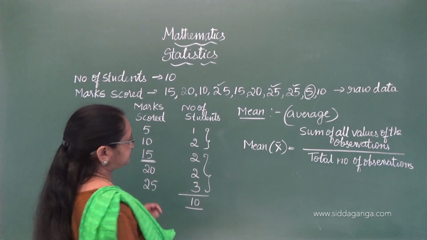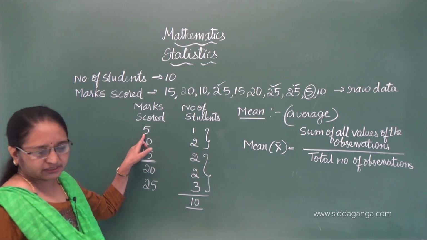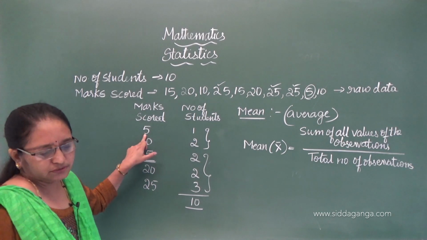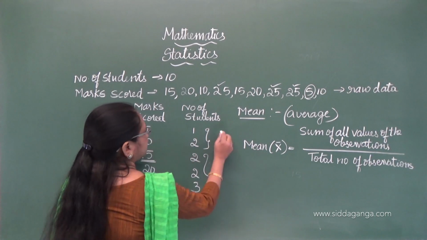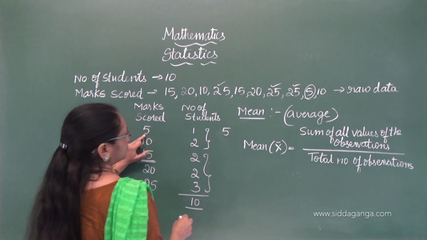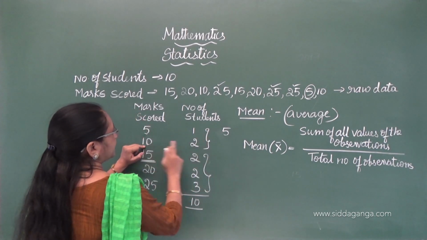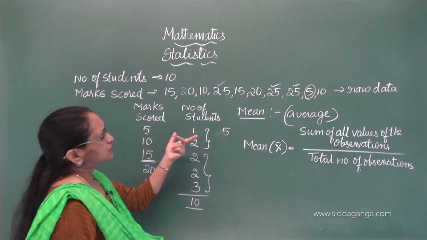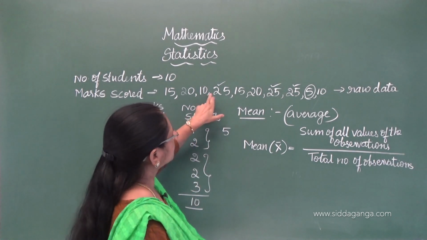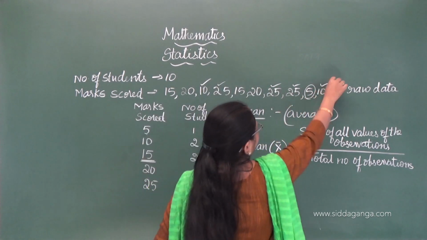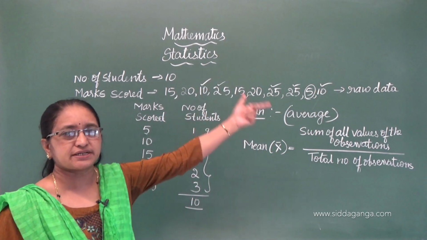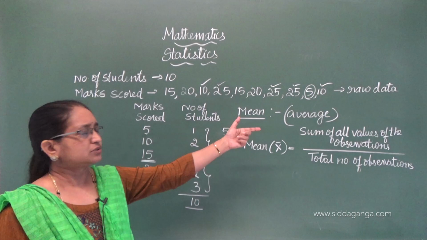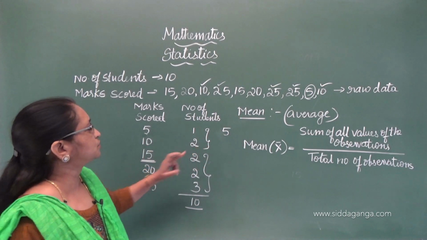See here, how many students have scored? How many students have scored 5? So 5. 5 ones are 5. Now 10. See, instead of adding 10 two times, 10 plus 10, I did, correct? Now 10 into 2, 20.